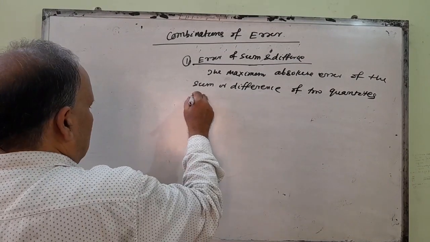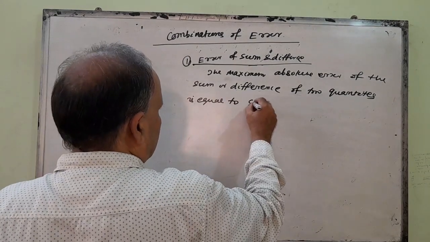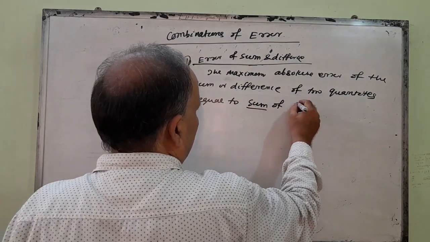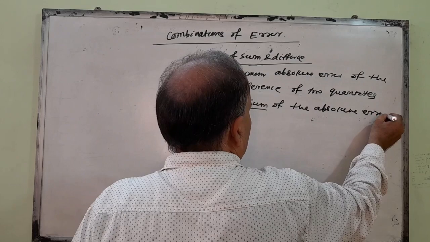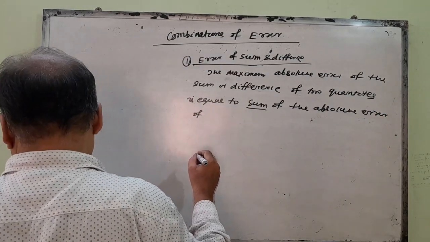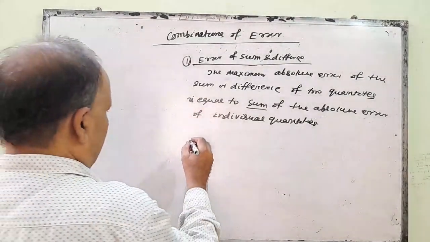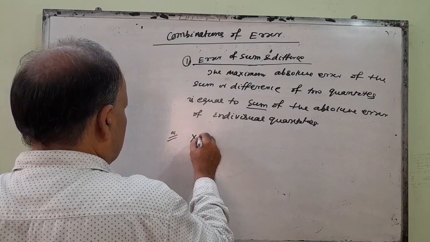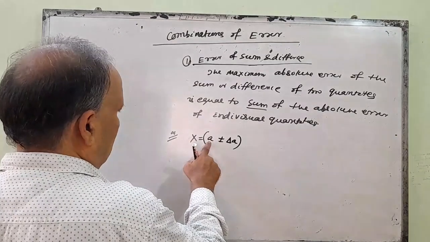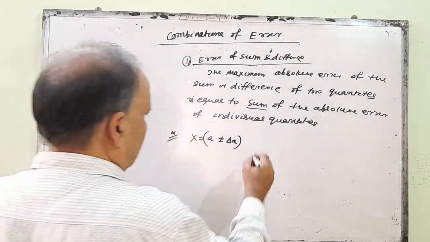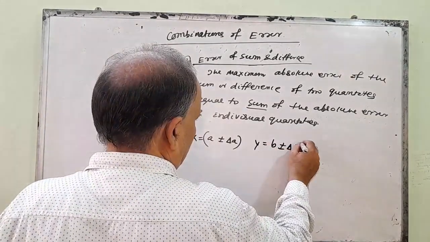The maximum absolute error of a sum or difference of two quantities is equal to the sum of the absolute errors of the individual quantities. Suppose you take one measurement, that is x is equal to a plus minus delta a. Here a is the true value and delta a is the mean absolute error. And y is equal to b plus minus delta b.